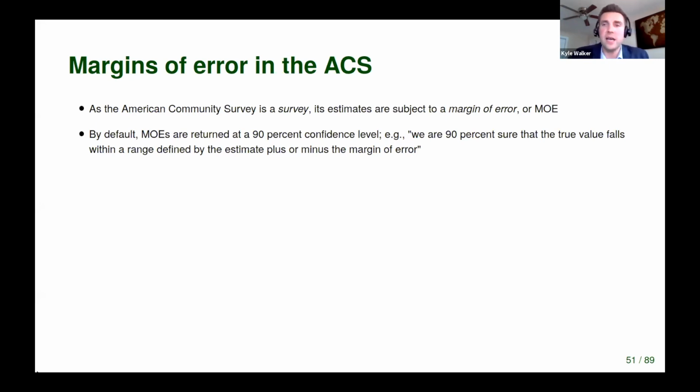I mentioned this at the beginning of our workshop today. By default, margins of error are returned at a 90% confidence level. And so roughly you can say we're 90% sure that the true value, whatever it is, falls within a range defined by the estimate plus or minus the margin of error.